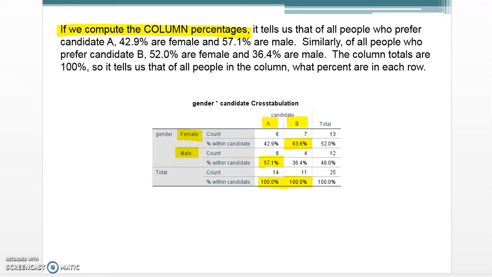You will need to know how to interpret these tables by reading whether it's column percentage or row percentage. And the key again is looking for the 100%. If it's 100%, then it's talking about the entire column being considered, which is only focusing on the candidate A.